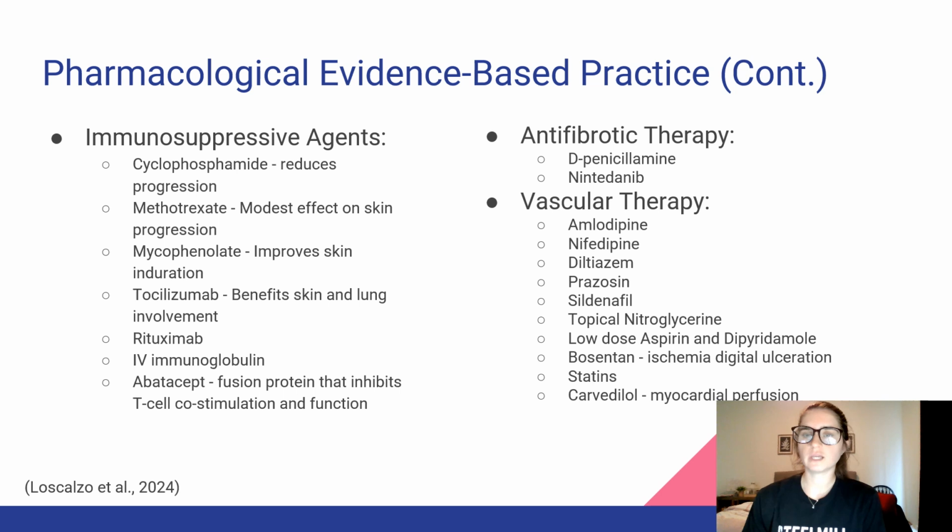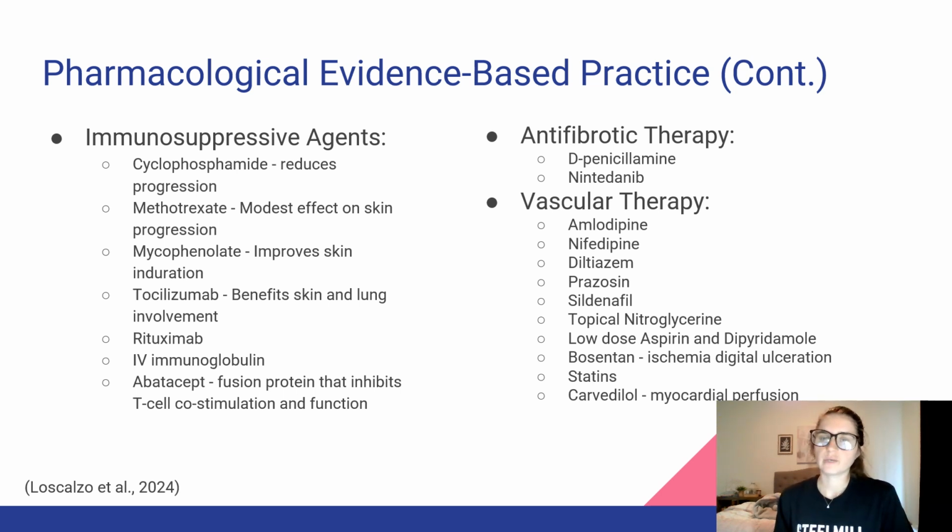You can use amlodipine, nifedipine, diltiazem. So these medications help vasodilate and open up the vessels so that the limbs can be perfused. And then you also have your prazosin, your sildenafil. You can use topical nitro, which again helps with perfusion. You can use low-dose aspirin and dipyridamole, which helps avoid platelet aggregation and allows the blood to flow.